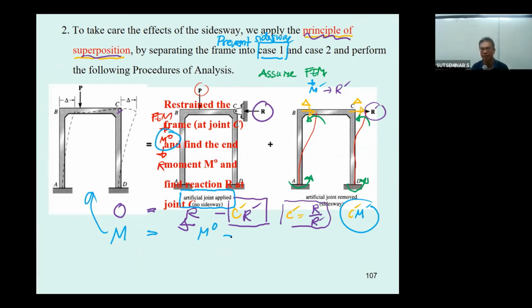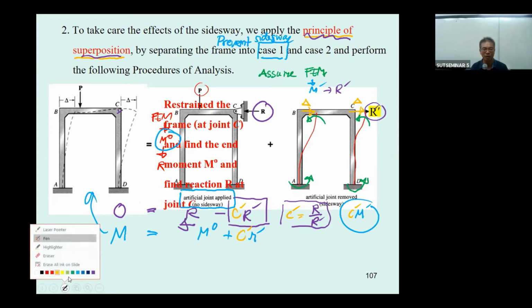plus what? Plus C palm M palm. And now you get the moment that you would like to determine. So this one again, we cannot use R directly. We may put it into the R palm by assuming the sidesway, or by assuming the fixed end moment.